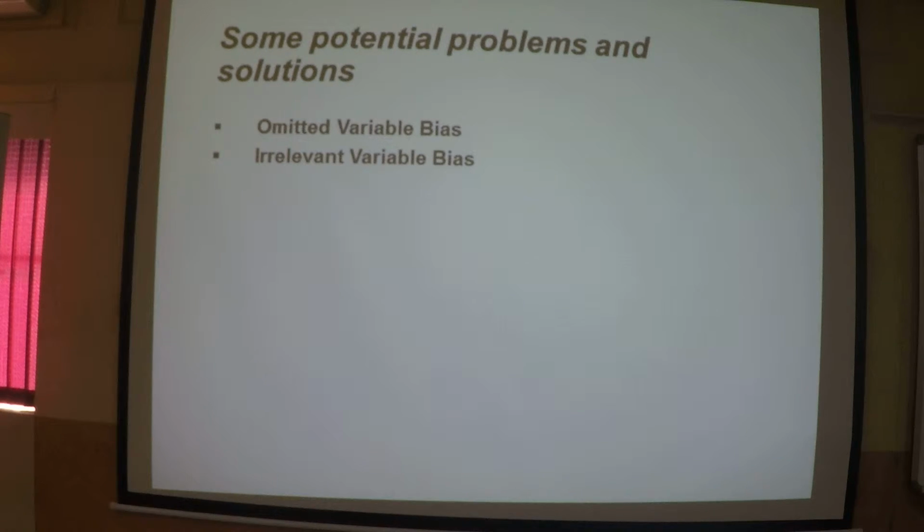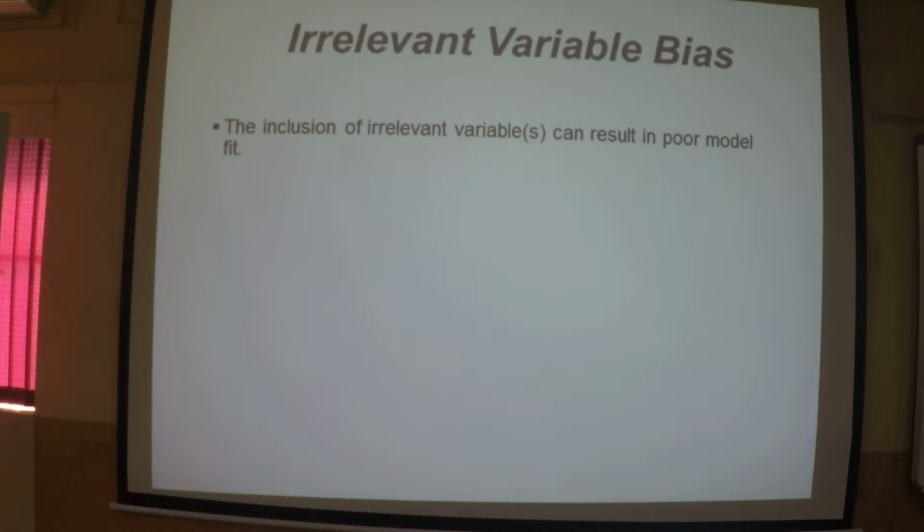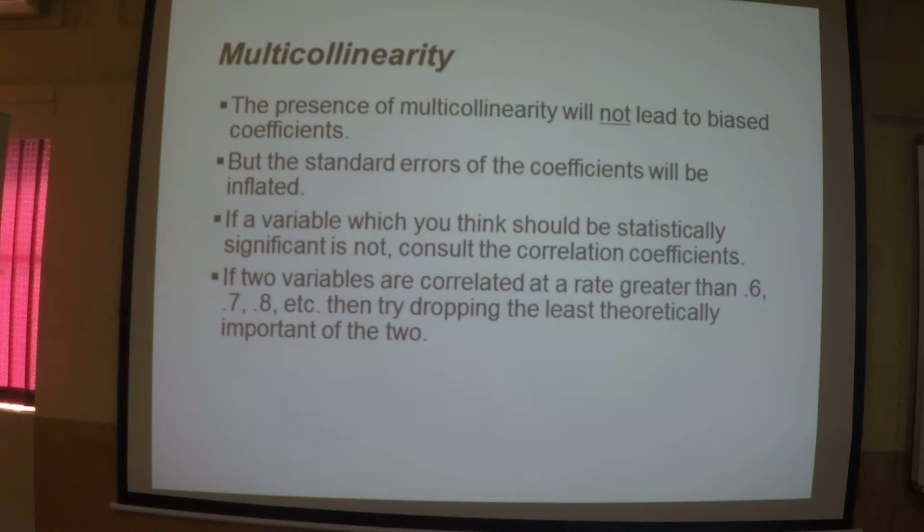So we know that there are various kinds of problems. Omitted variable bias is there, irrelevant variable bias is there, functional form problems are there, multicollinearity problems are there, structural break problems are there, etc., etc. Okay? But this doesn't really help you. All these problems you have to simply live with.